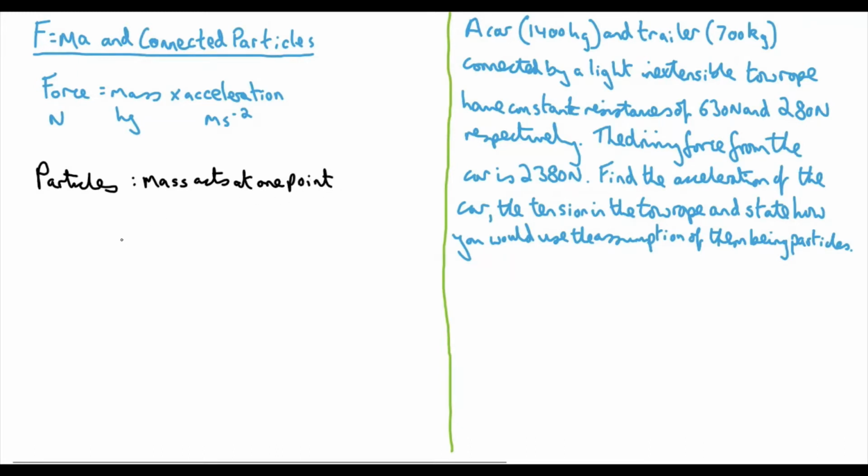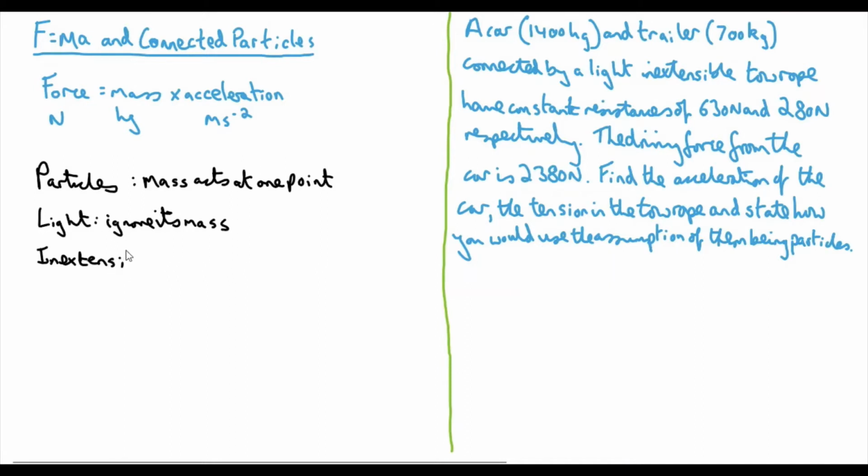We can also, when we're looking at these connected particles, make other assumptions about how they are connected or the surfaces they are touching. If the thing that connects them, so a string or a tether or a tow bar or something like that, if that is described as being light, that means that you can ignore its mass. That its mass is negligible, it doesn't make a difference to the scenario.